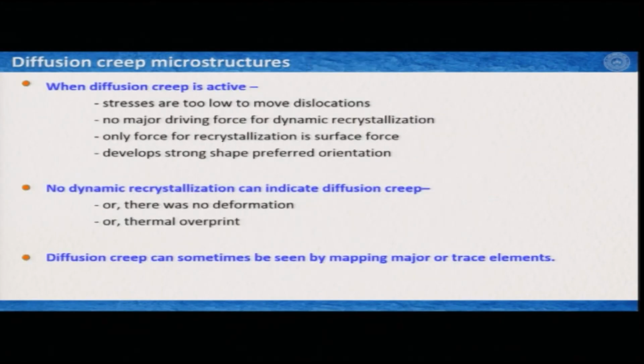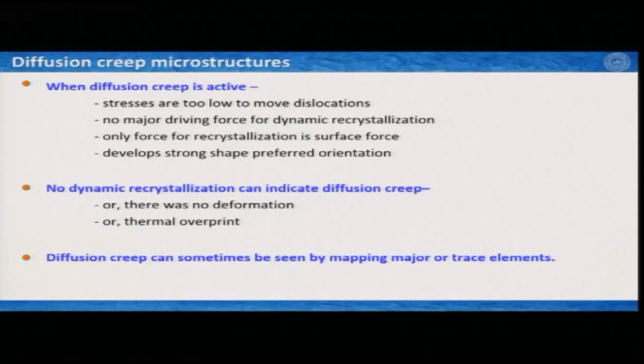So, the microstructures of diffusion creep are not so easy to identify under optical microscopes. When diffusion creep is active, stresses are too low to move the dislocations. This is why it happens. There is no major driving force for dynamic crystallization, so you do not achieve grain boundary migration and so on. Therefore, you have diffusion creep.